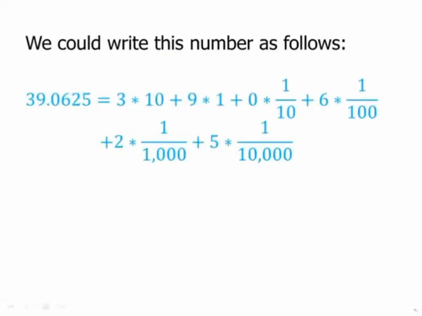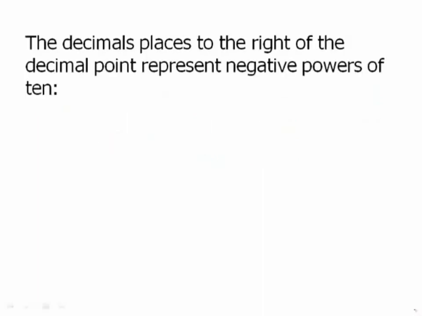We could write this number as follows. We could write it as 3 times 10 plus 9 times 1 plus 0 times 1/10 plus 6 times 1/100 plus 2 times 1/1,000 plus 5 times 1/10,000. So this is the expanded form in terms of place value. The decimal places to the right of the decimal point represent negative powers of 10.